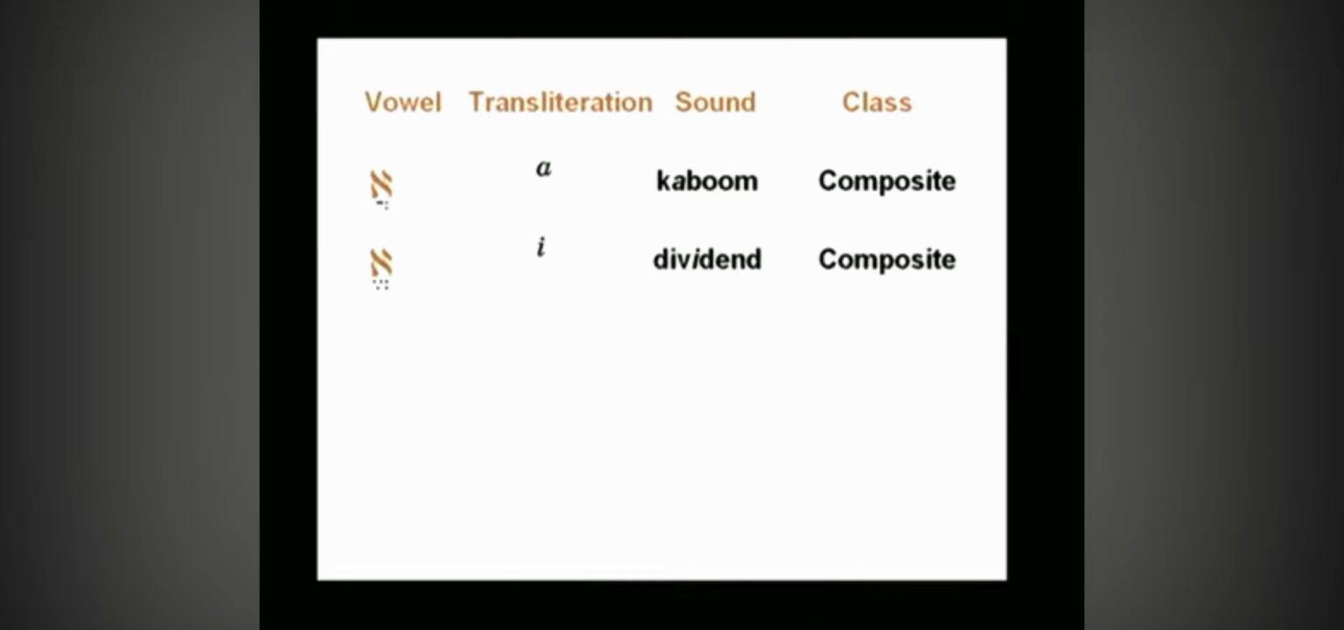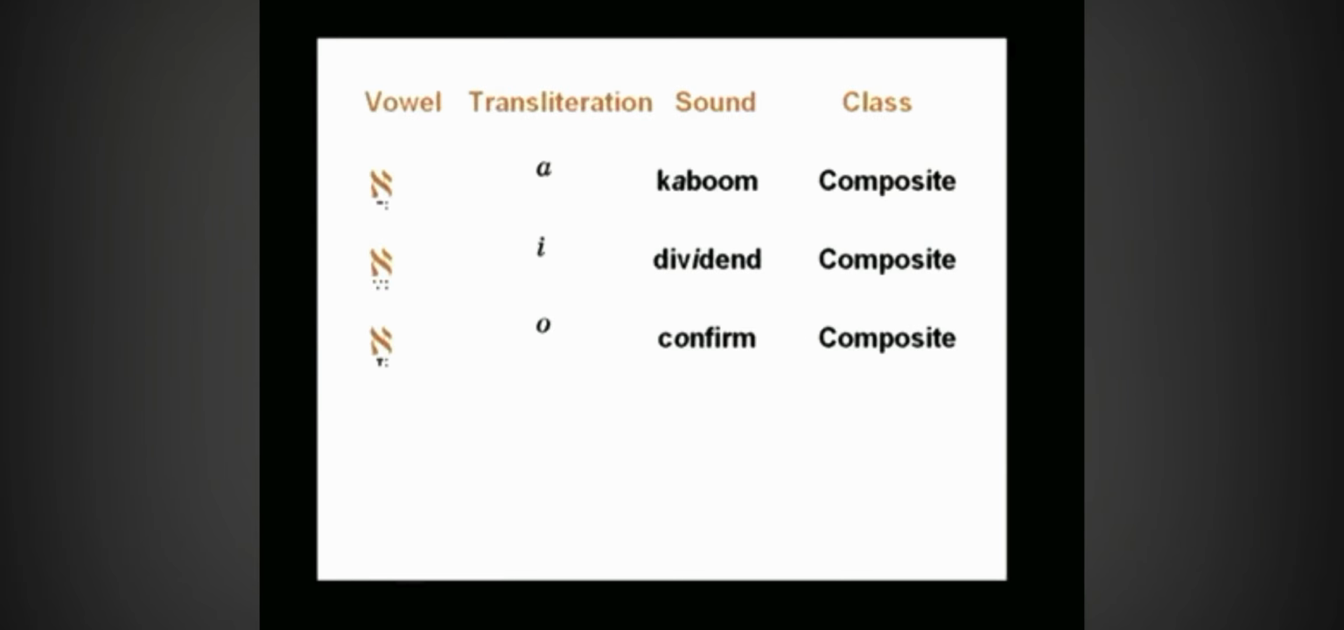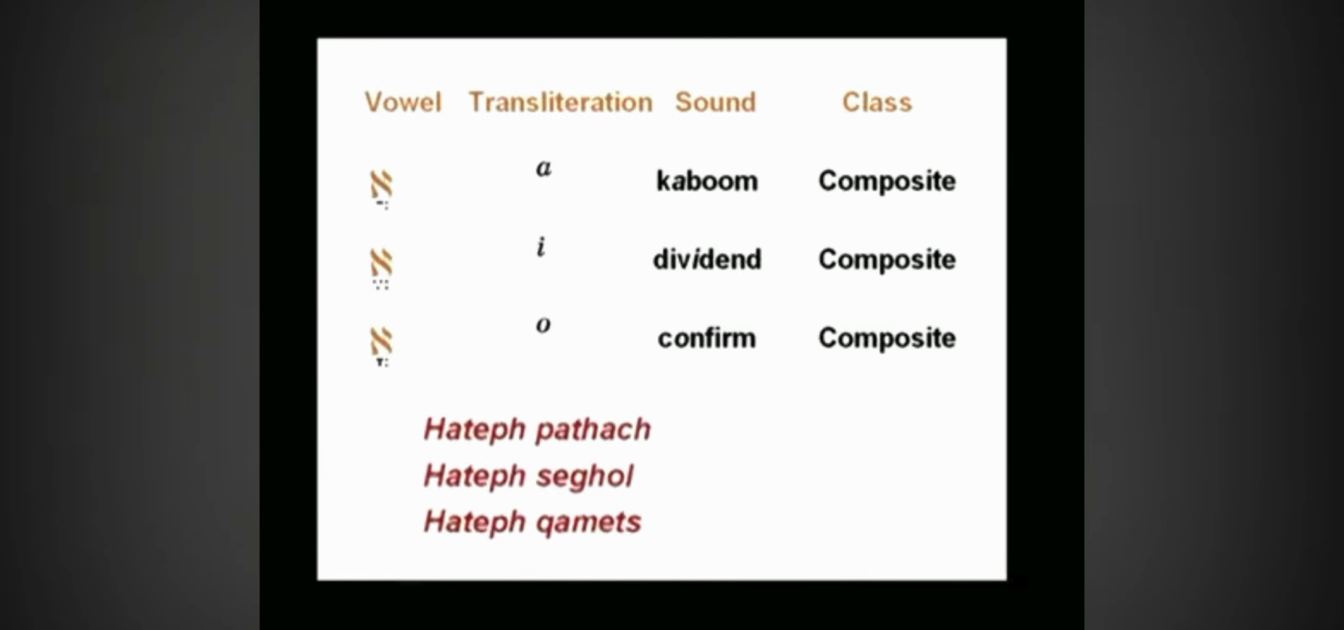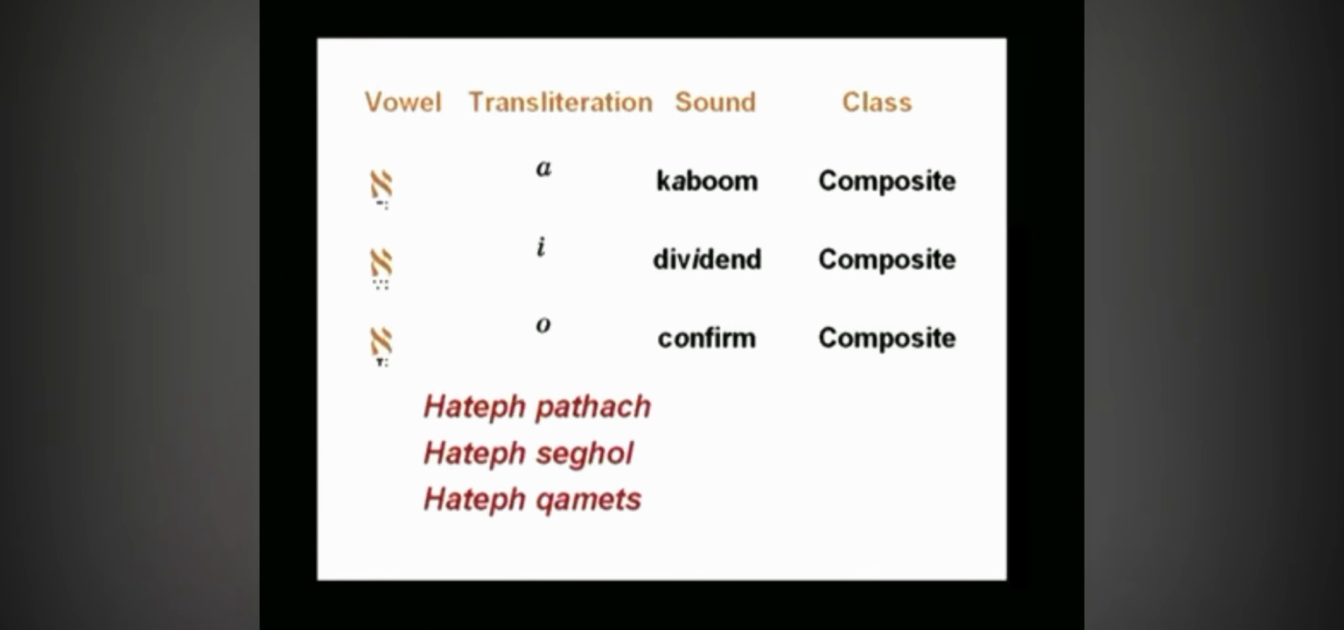A hatif pathic. If you combine it with a sigol, it's a hatif sigol. Hatif sigol. Usually represented by a little I, sometimes by a little E in the superscript. Like the I in dividend. Dividend. The second I. You have the comets. You have the hatif comets. Hatif comets can be represented by a superscript O, as in confirm. Hatif pathic, hatif sigol, hatif comets are the names of these half vowels. They are half vowels, not full vowels.